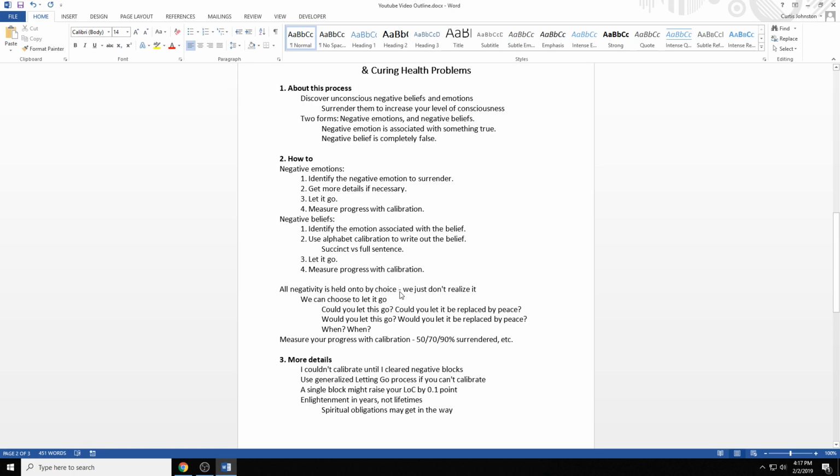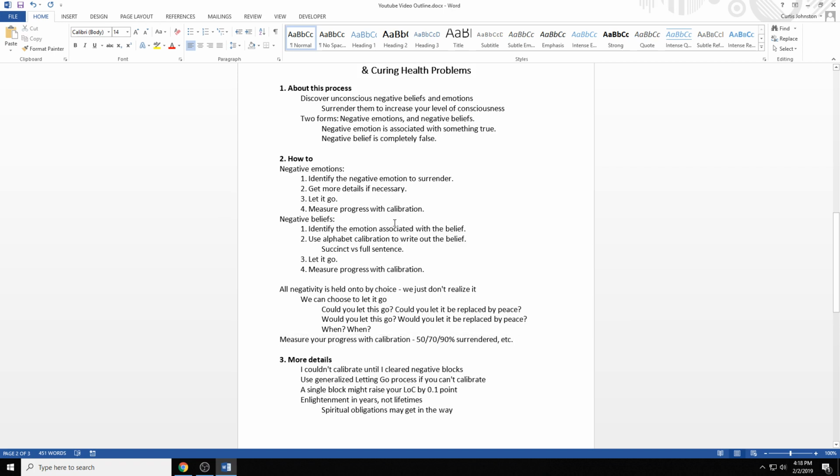These choices, this whole process is about finding where we have unconsciously stored these choices to feel negativity, to believe in negative beliefs, and then to consciously surrender them. So we're using calibration and alphabet calibration to dig into our subconscious mind and pull up the bad stuff and then just let it go, and it disappears and it's automatically replaced by peace, which is why I use this wording here. It's replaced by love and peace and truth. Measure your progress with calibration.